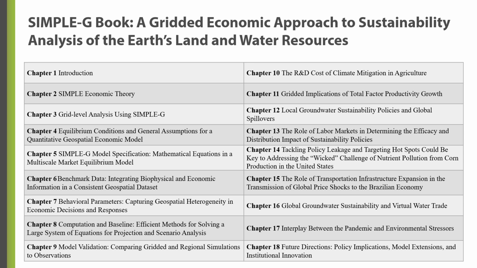This slide provides an overview of all chapters in the Simple G book, each of which has an accompanying presentation to motivate the material covered in that chapter. During this presentation, I'll cover Chapter 10, which is on the R&D cost of climate mitigation in agriculture.